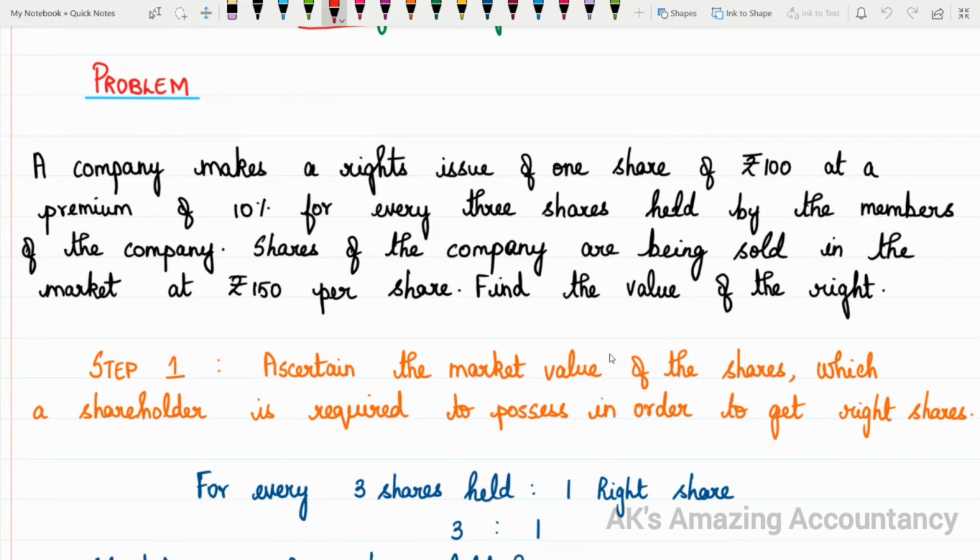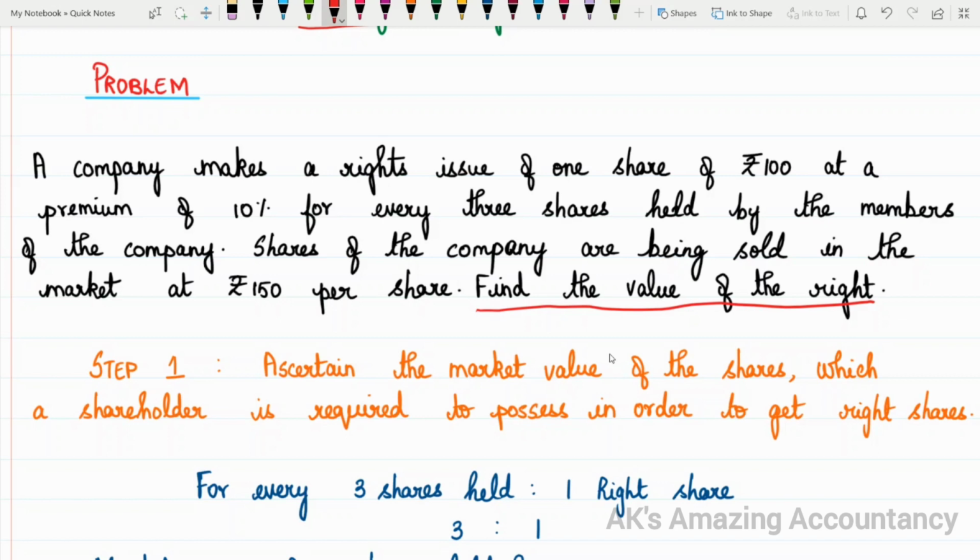So, what is the question here? The question here is find the value of the right. You're given that a company makes a rights issue of one share of rupees 100 each at a premium of 10%. So what is the value of the right share? 100 plus 10% premium. 10% of 100 is 10 rupees. So 100 plus 10 is equal to 110. That will be the value of one right share. Okay. Now let us proceed with the various steps.